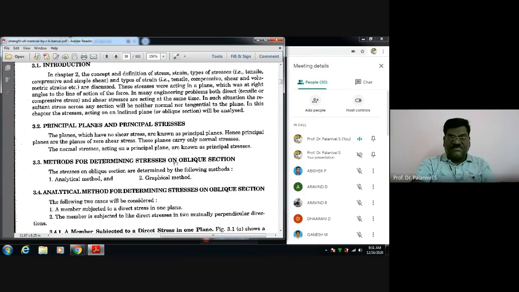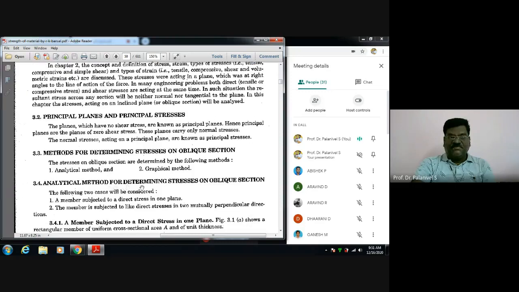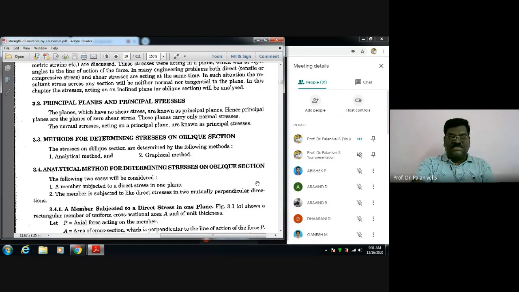Next, the method of determination of stresses. Not principal stresses first, we are not discussing principal stresses. In general, the method of determining stresses on an oblique section, that is, planes which are not perpendicular to the direction of loading. There are two methods. One is the analytical method, another is graphical. The graphical method is called Mohr's circle, which we will see later. First, I will discuss the analytical method, that is, the transformation equation. How to obtain the transformation equation we are going to see here. The topic is the analytical method for determining stresses on an oblique section.